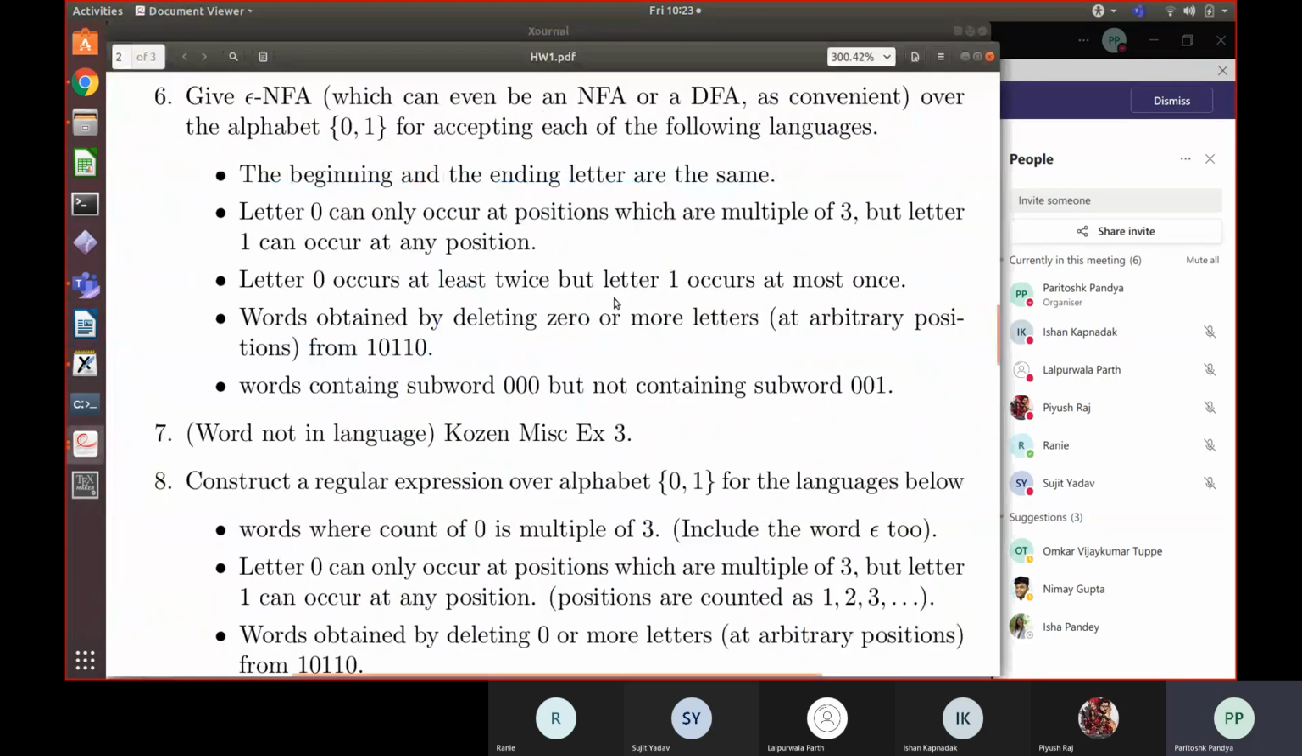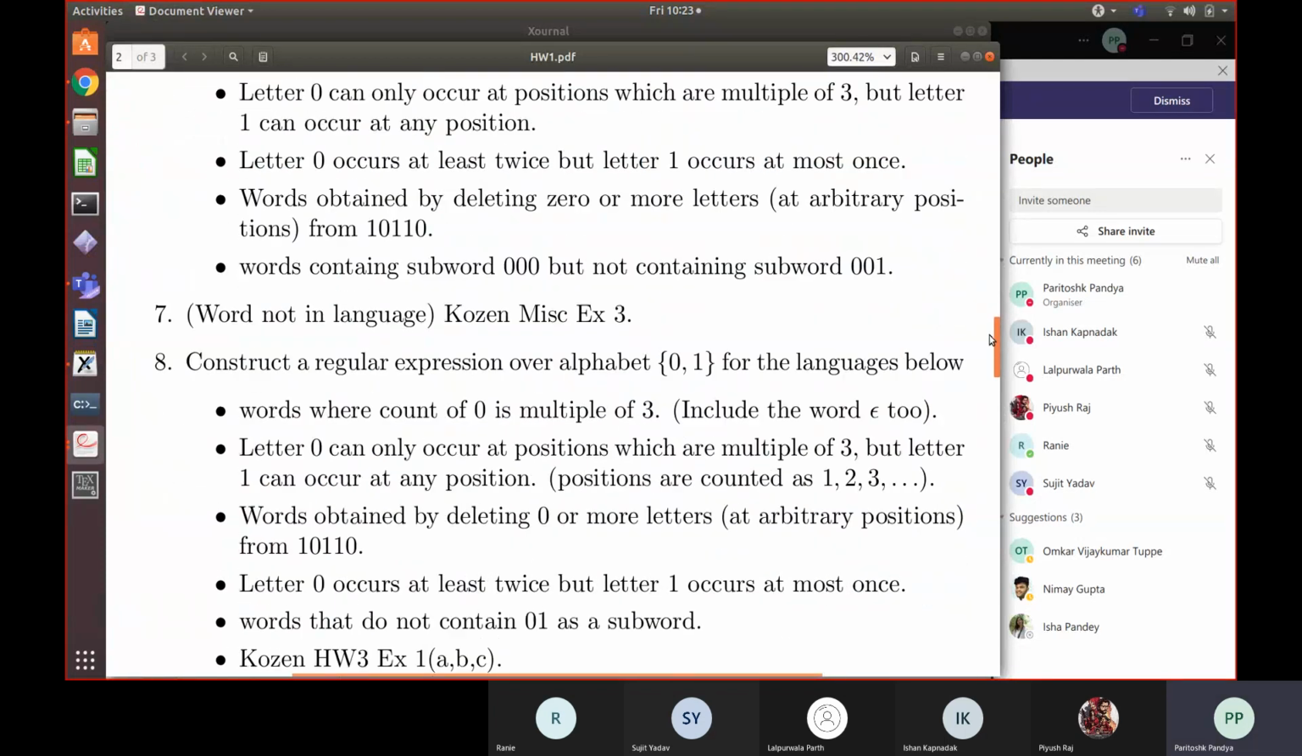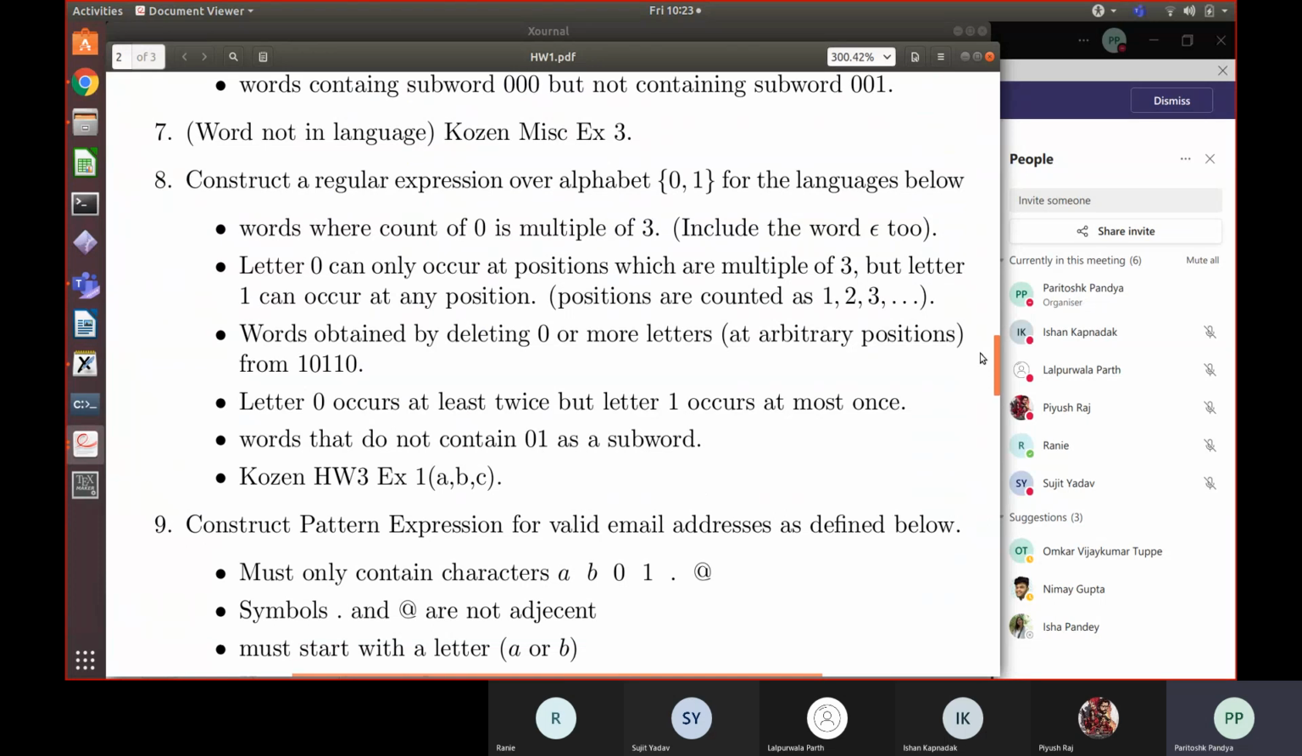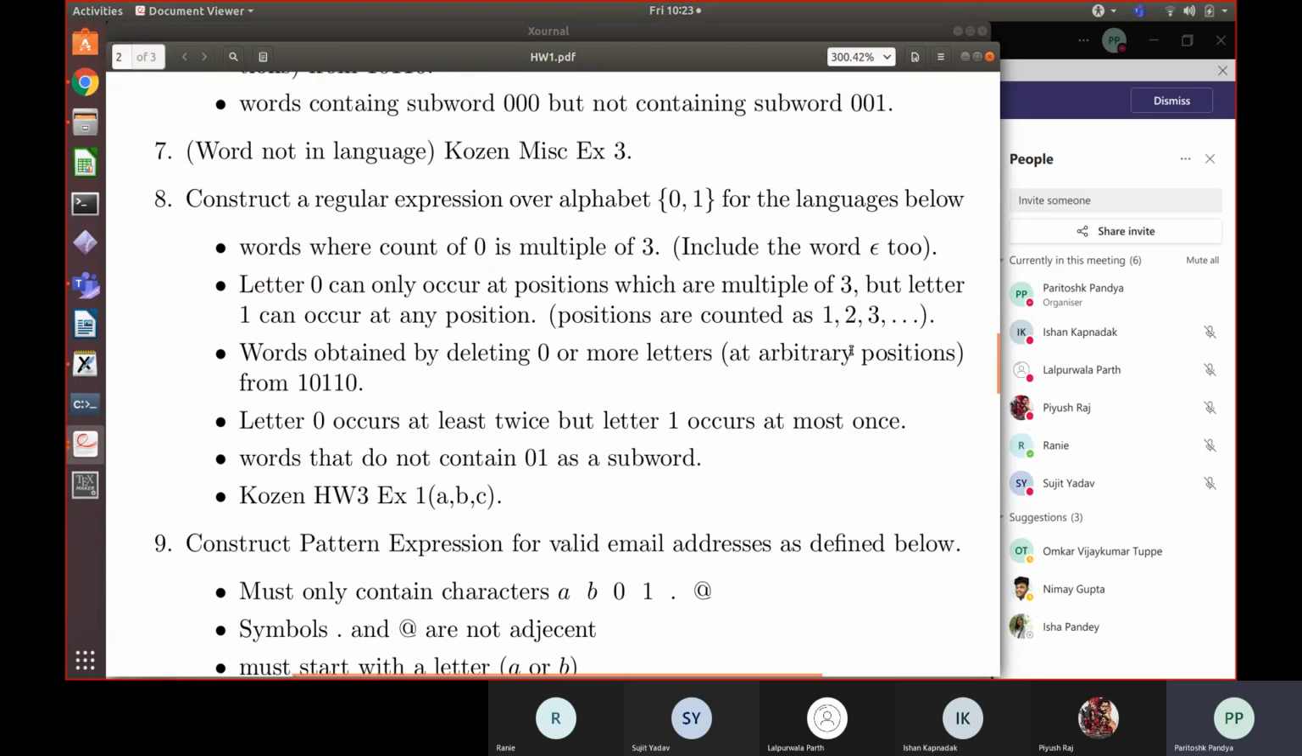I think we have gone that far. Let me move ahead. Right. I will not go further. Okay, next I have got 8C. So here we have to construct regular expressions for the languages which are given in English, right? And there are 5-6 examples here, but let's take the third one. Words obtained by deleting 0 or more letters from this word, right? So firstly, can we have a regular expression whose language contains exactly this one word 10110?